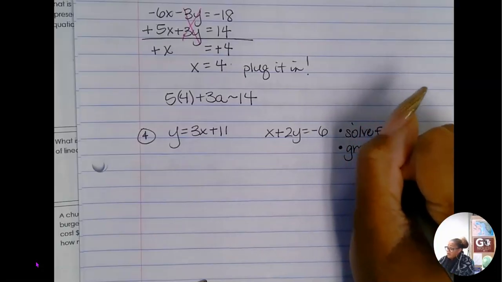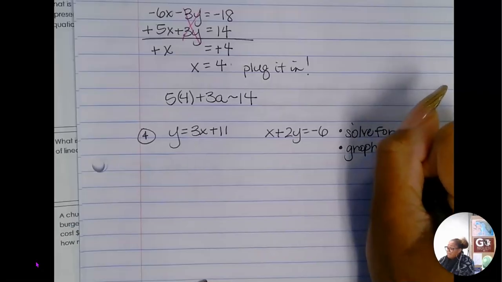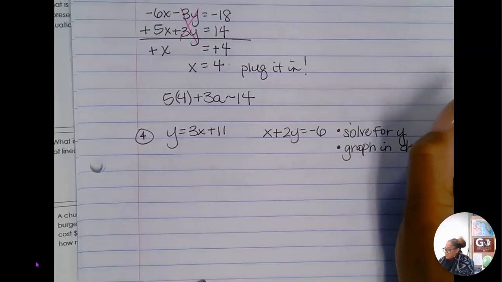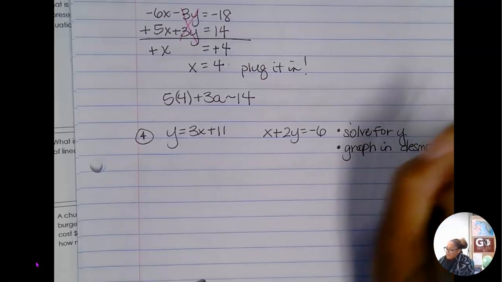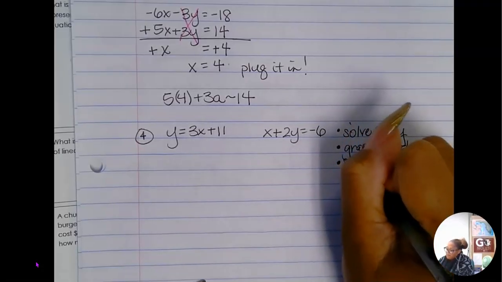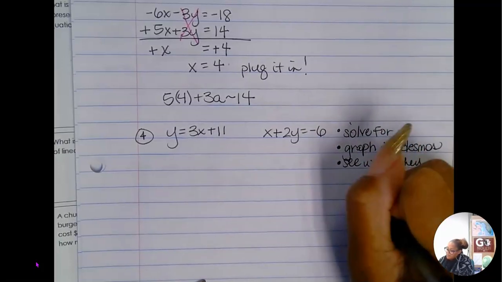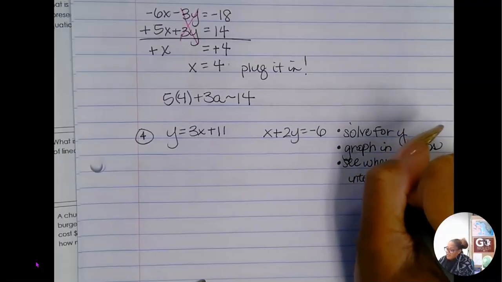Graph them where? In Desmos. And then see where they what? Where they meet. Oh, let's sound mathy. Intersect.